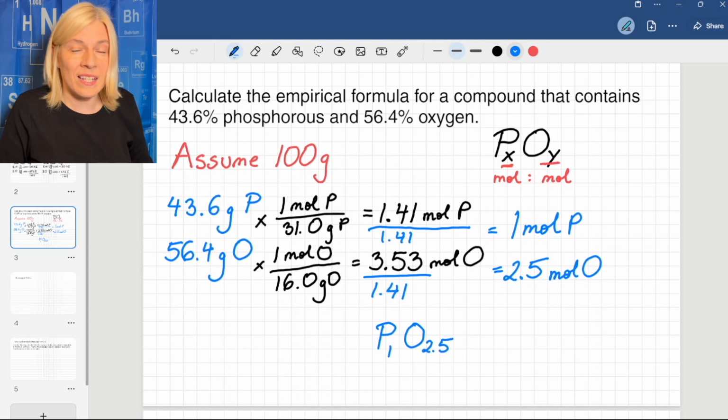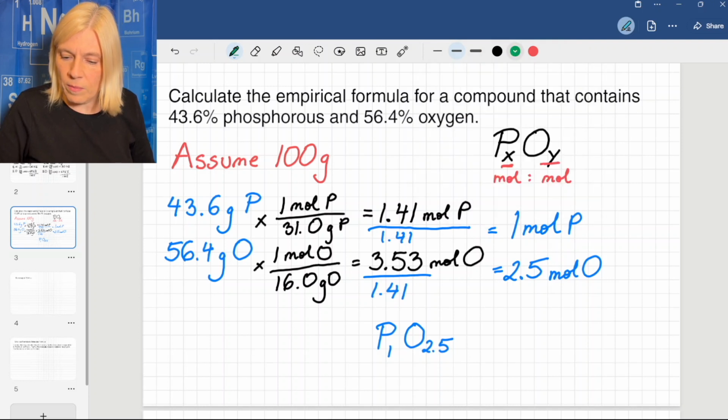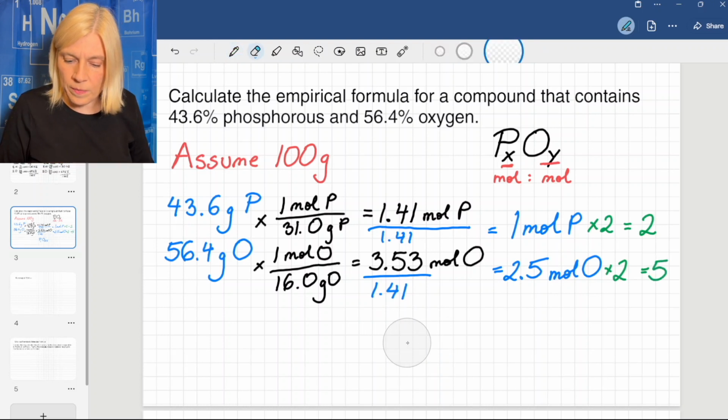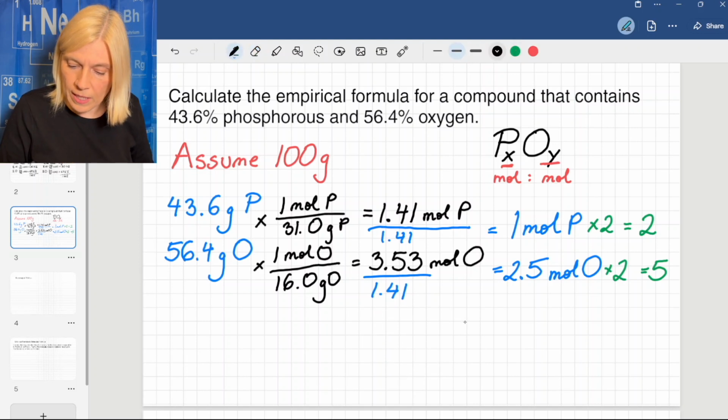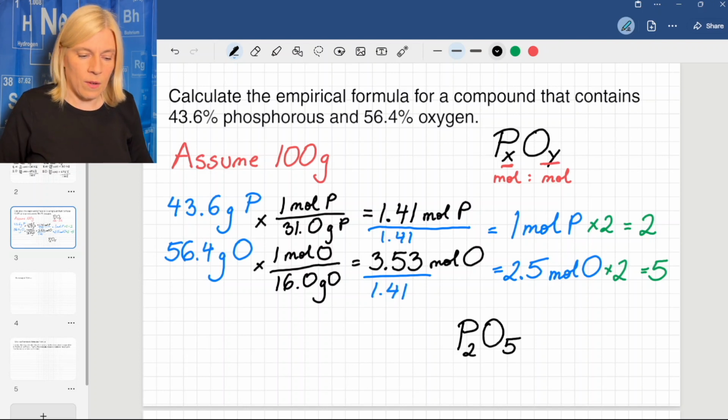However, that's still not the empirical formula. Remember, we want to do the smallest whole number ratio. So what should we do? Again, what can I do to these ratios to make them still the same in whole numbers? I think going to multiply by 2. If I multiply by 2, this will be 2 and this will be 5. Now we're getting somewhere. So the empirical formula of this compound is P2O5. That's great. That's how you do empirical formula.